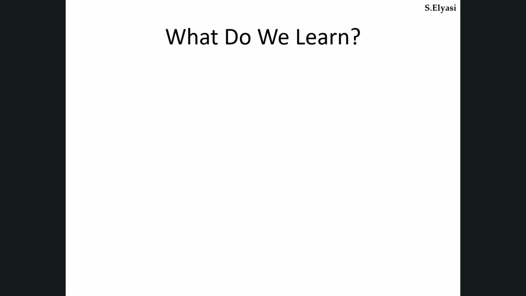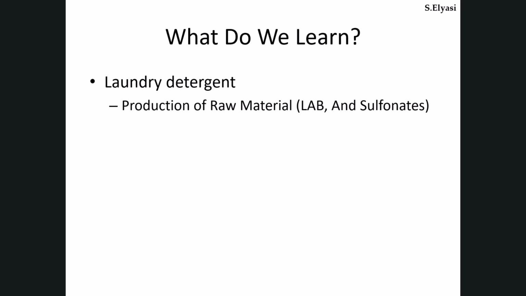In this session, you learned how a major detergent precursor, linear alkyl benzene, or LAB, is produced and then converted through sulfonation and neutralization into detergent active sodium sulfonate. You also saw at a high level how these active ingredients are combined with builders and additives to produce both low-density and high-density laundry detergent powders.